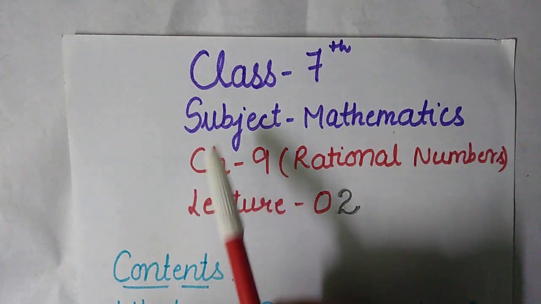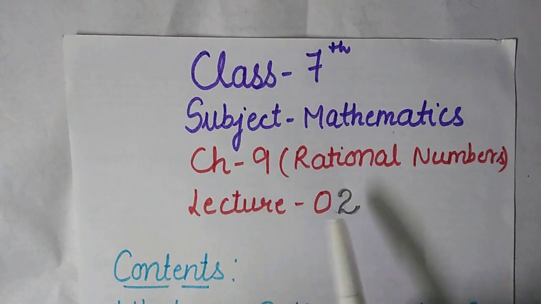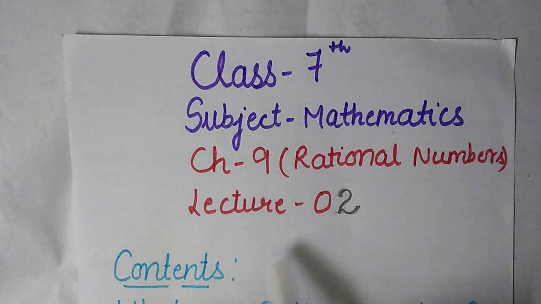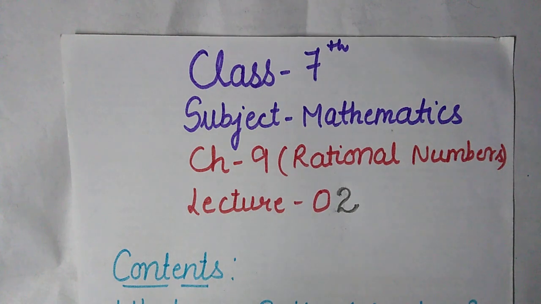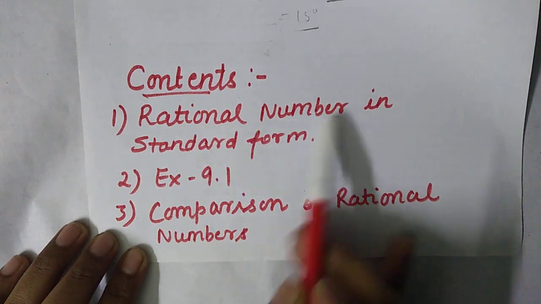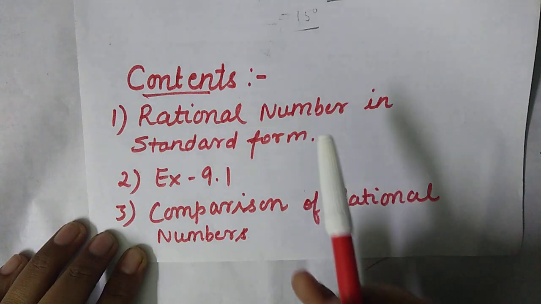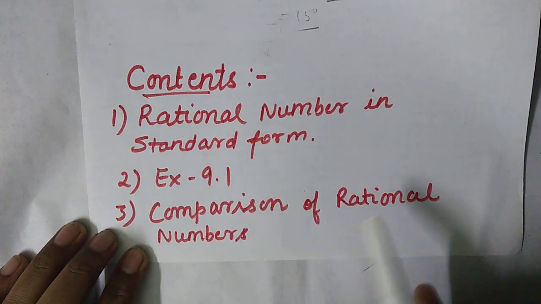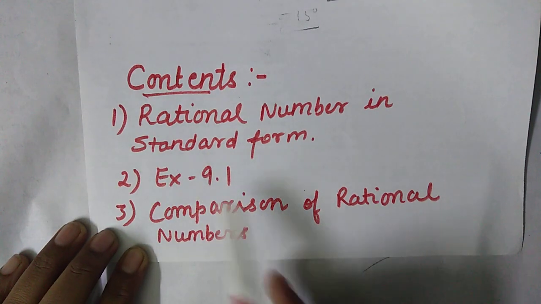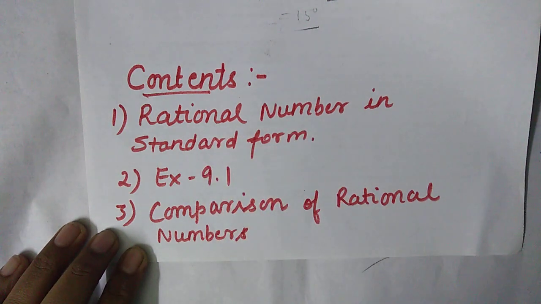Welcome back. This video is for the students of class 7th, subject mathematics, and this is lecture number 2 of chapter number 9, rational numbers. In this lecture, we are going to discuss the following topics. First, how to write a rational number in standard form. After that, we are going to learn about comparison of rational numbers and we will do the remaining questions of exercise 9.1. Okay, so let us start with rational number in standard form.